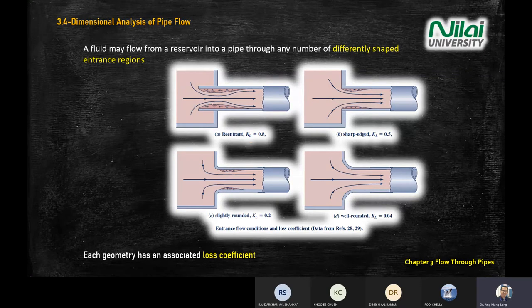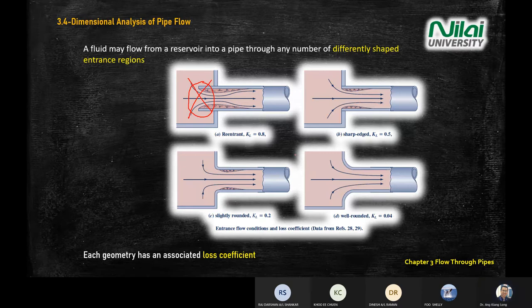Okay, so if you look at the first one, you compare to the second one. If you have a re-entrance, you can see there's a protruded part that goes into the tank here. So you can see the K_L equal to 0.8. However, if you cut away this section and it becomes a sharp edge entrance, you can see the value drops a little bit. The value drop means the flow goes in more easily, less friction.